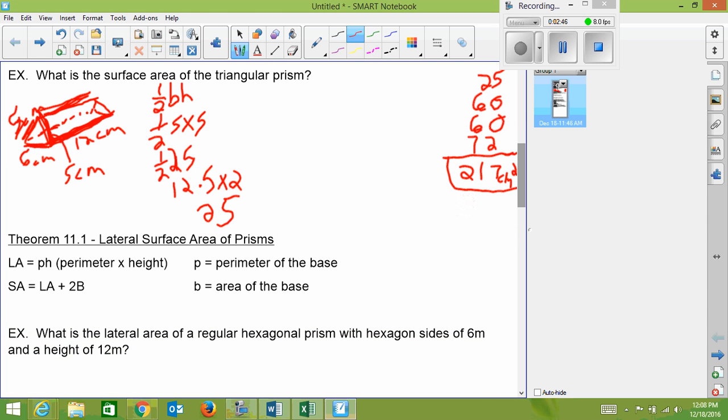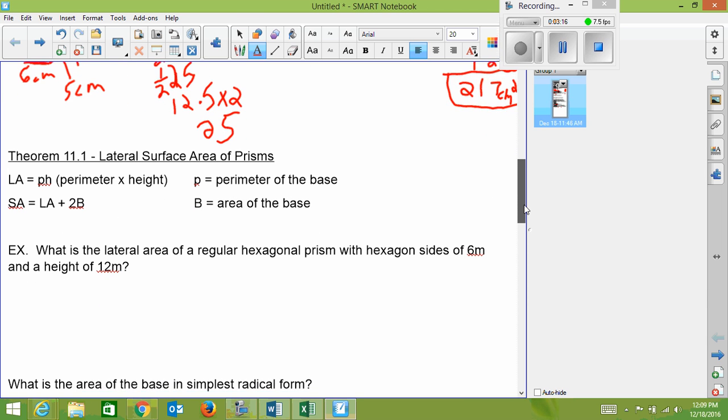Theorem 11.1, lateral surface area of prisms. The lateral area is the perimeter times the height, and P means the perimeter. They're talking about the perimeter of the base. Surface area is the lateral area plus 2 times big B, which is the area of the base. This should be a big B right here, the area of the base.